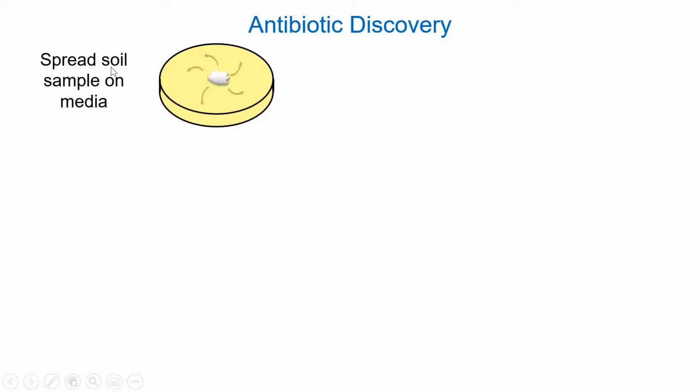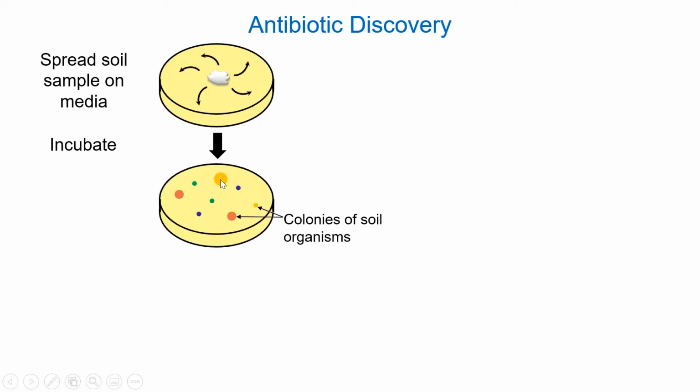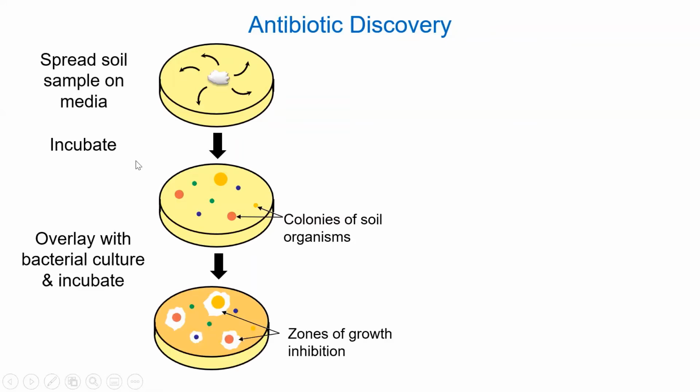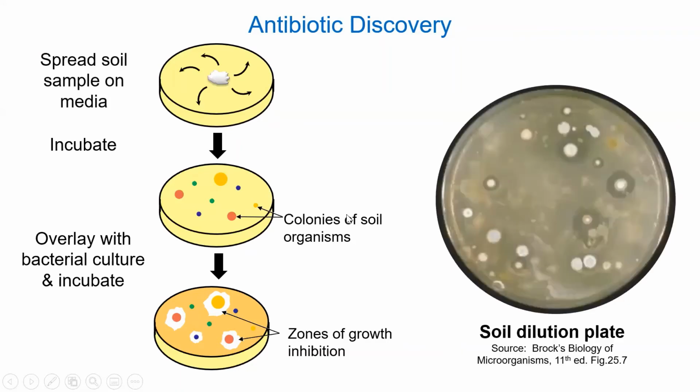spread the soil on an agar plate. And you're going to get all these colonies of who knows what, fungi and bacteria and whatnot. And then what you can do is do an overlay of bacterial culture and look for zones of inhibition. So then you say, okay, looks like we've got some zones of inhibition here. I'm going to study that bacteria and see what compounds it's producing, and maybe we'll come up with some drugs.